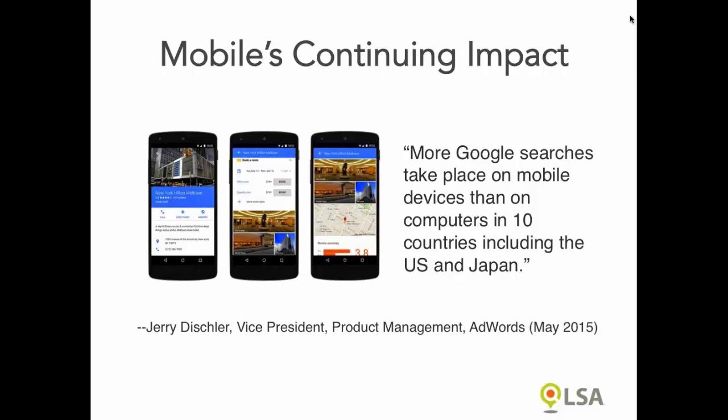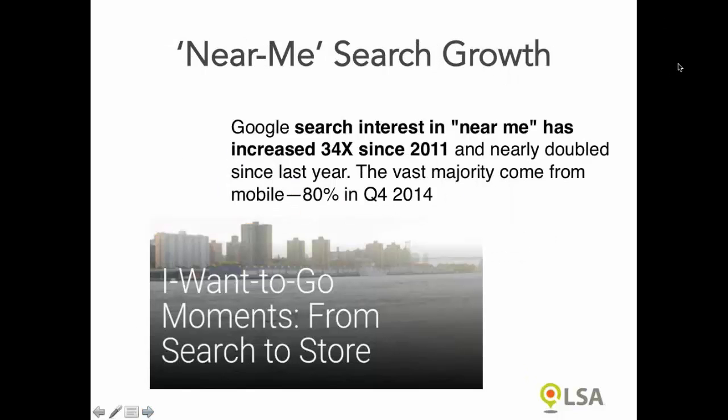Google recently said, as of earlier this year, there are more searches on mobile devices than on the PC in the U.S., Japan, and 8 other countries that they wouldn't name. But that's a major change, and a lot of the location-based queries and lookups are happening on mobile phones. So it's a pretty spectacular development that has a lot of implications for everybody in this space.